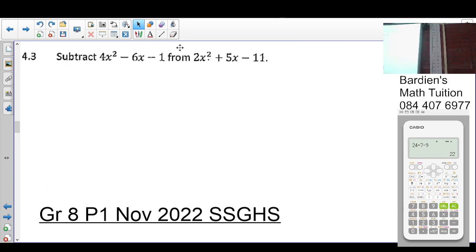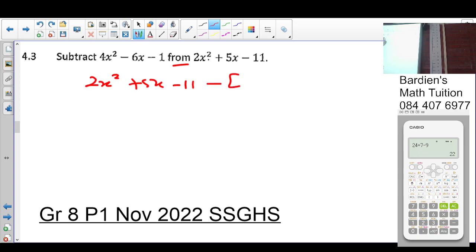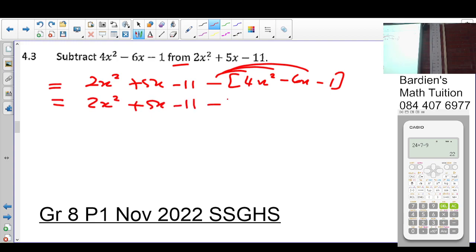The question says subtract 4x squared minus 6x minus 1 from 2x squared plus 5x minus 11. Whatever follows from you, right? First, so it's 2x squared plus 5x minus 11 minus 4x squared minus 6x minus 1. So what do I do here? Get rid of this bracket here, not so. We've got 2x squared plus 5x minus 11 minus 4x squared plus 6x plus 1. Before I go further, what's the difference between the square brackets and the curve brackets? Nothing. Okay.